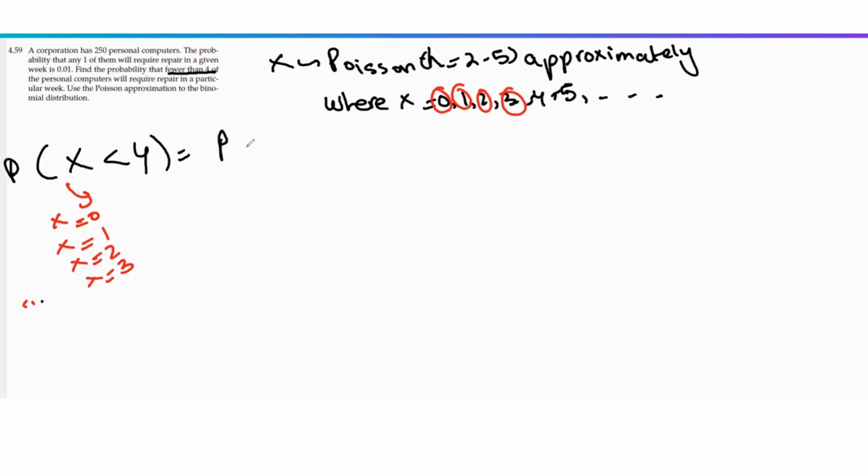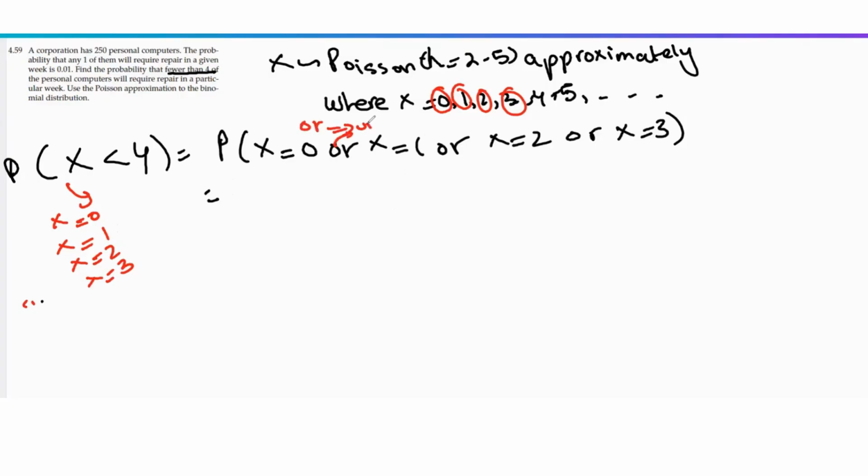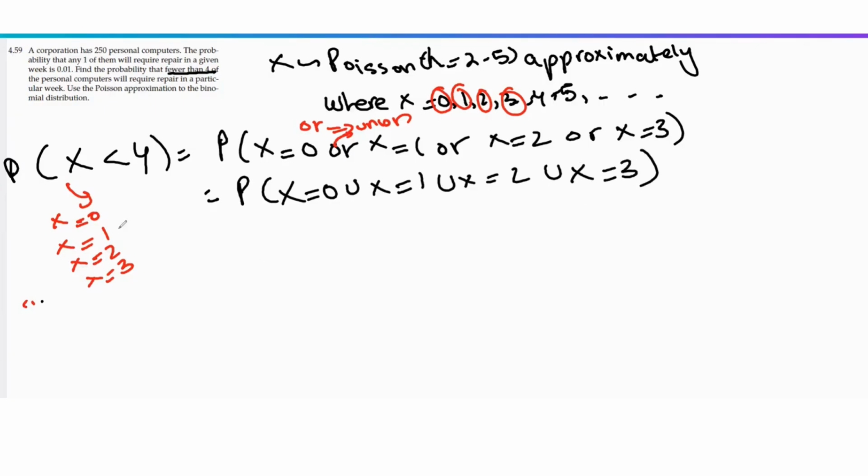Why does the summing up work? The probability x is less than 4 means the probability x is 0 or x is 1 or x is 2 or x is 3, right? This is what x could potentially be if it's less than 4. Now something to keep in mind is that 'or' means union, right? So I can rewrite this as probability x is 0, union x is 1, union x is 2, union x is 3. And we know that a random variable taking on different individual values, like x is 0, x is 1, x is 2, x is 3, are mutually exclusive events, right?